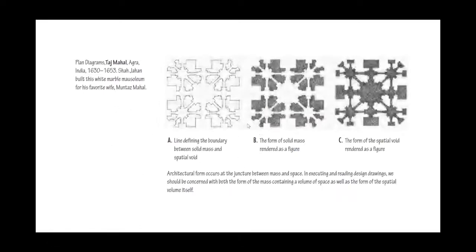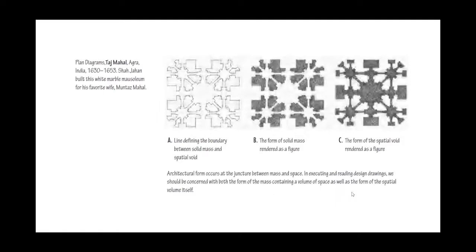Okay, so plan diagrams of Taj Mahal. Here, the line is the defining boundary between solid mass and the spatial void. The form of solid mass is rendered as a figure, and this one, the form of the spatial void, is rendered as a figure. So it depends on your visual perception or how you see things. So architectural form occurs at the juncture between mass and space.